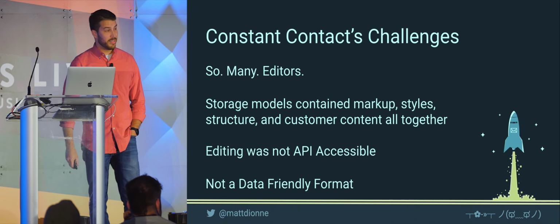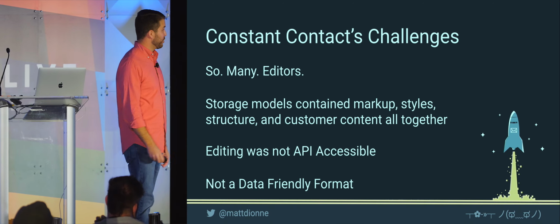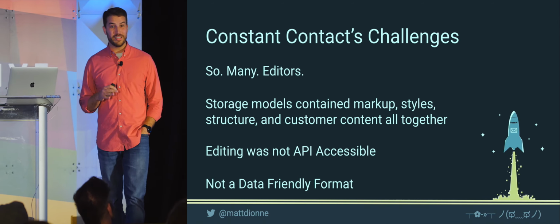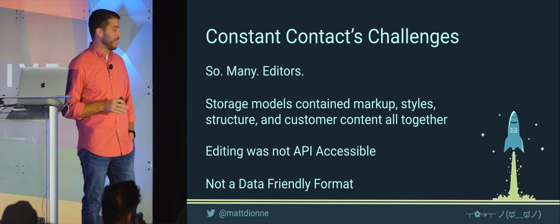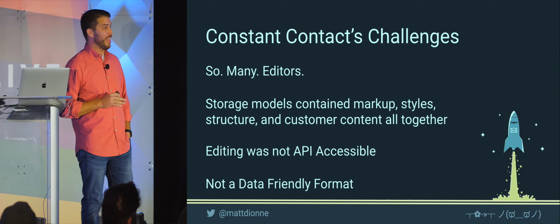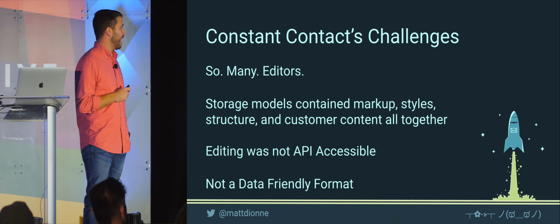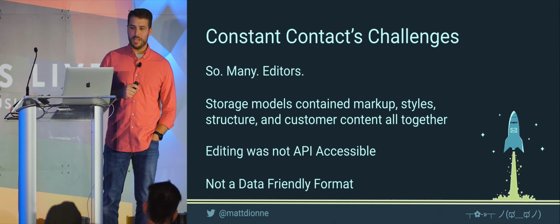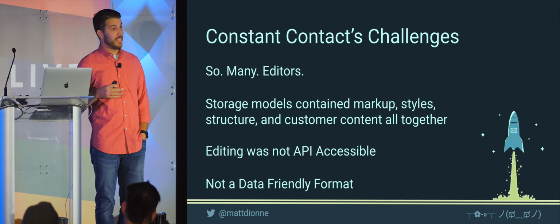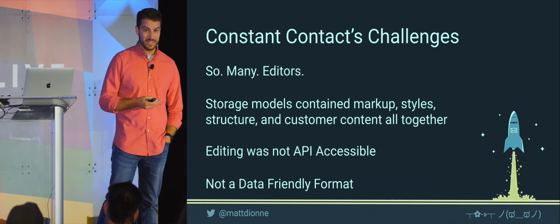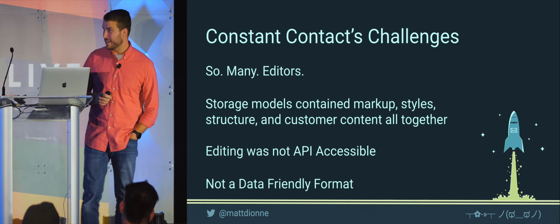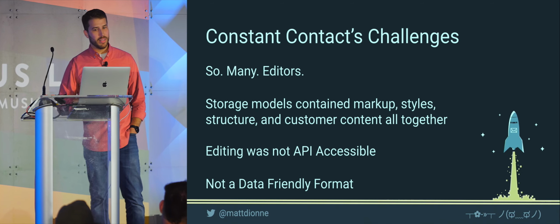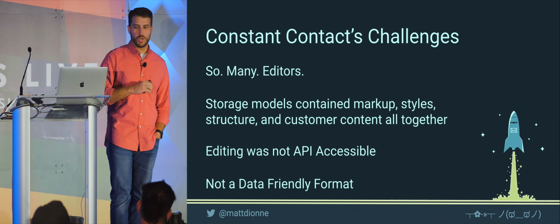And then, on top of those, we've got Constant Contact's challenges. So a little hashtag real talk here. We have so many editors. It's like a hobby at Constant Contact of just spinning up new editors. Luckily, this is something that we're finally breaking the engineering teams out of. But a lot of these editors, they don't have a clear migration path. The editors were built first in some cases, and then the email templates were retrofitted after the fact, which is another level of nightmare that I won't share today. And then with these, the storage models, they all contain the markup, the styles, and the structure all together.